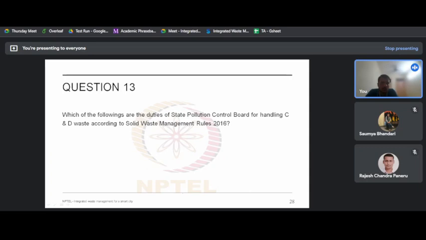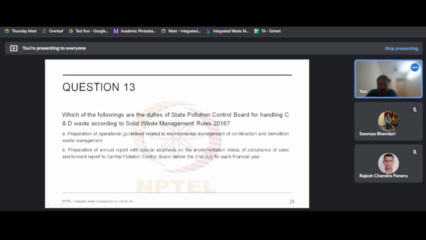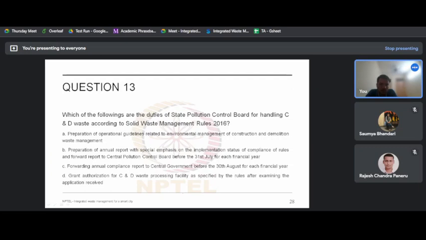So which of the following are the duties of State Pollution Control Board for handling C&D waste according to the 2016 rules? So preparation of operational guidelines related to environmental management of C&D waste management, and preparation of annual report with special emphasis on the implementation status of compliance and forwarding this to CPCB before 31st July, forwarding annual compliance report to central government before 30th August, and granting authorization of C&D waste processing facility as per the rules after examining the application received.